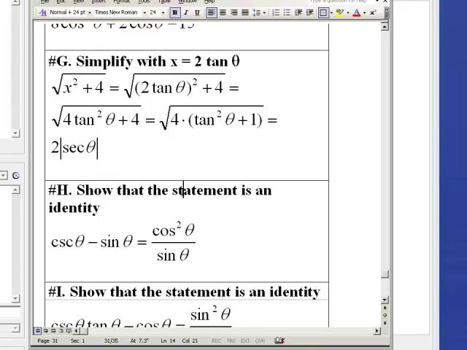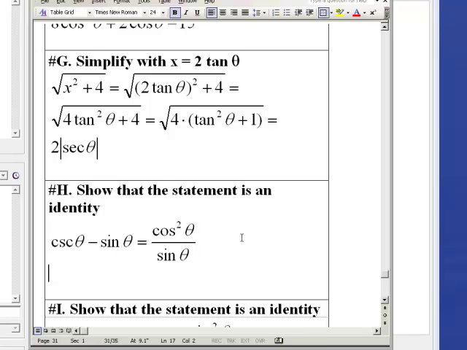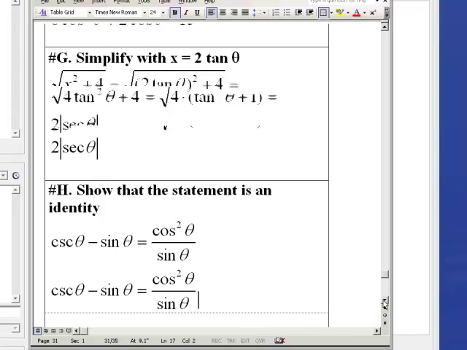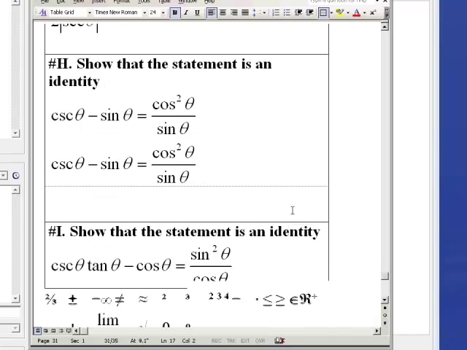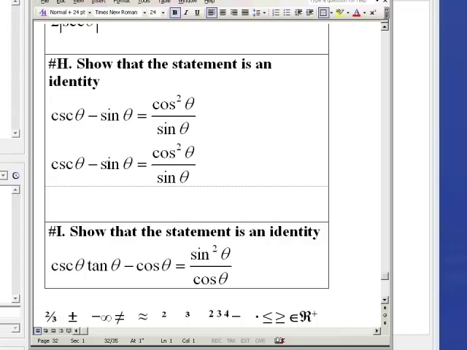Show that the statement is an identity. So show that cosecant theta minus sine theta equals cosine squared over sine. Which side to manipulate here? The more complicated looking side, but which side is more complicated looking? I think I just have a preference for the left-hand side. I'll see what I come up with.